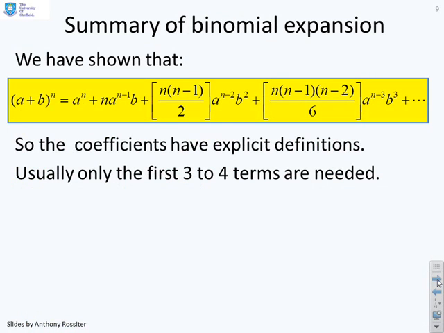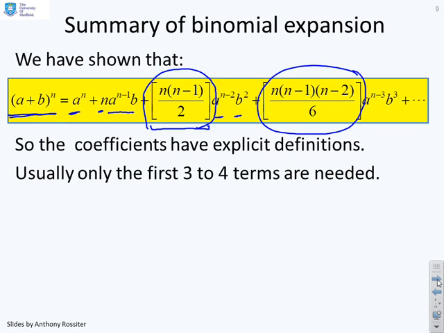Okay, so a summary. This is what we've shown. If somebody asks you for a plus b to the power n, then you can write it as a to the n plus n times a to the n minus 1 times b plus n times n minus 1 over 2, so that's the second coefficient. You can see it's got a very well-defined form, times a to the n minus 2 b squared, plus n times n minus 1 times n minus 2 over 6 times a to the n minus 3 and b cubed.